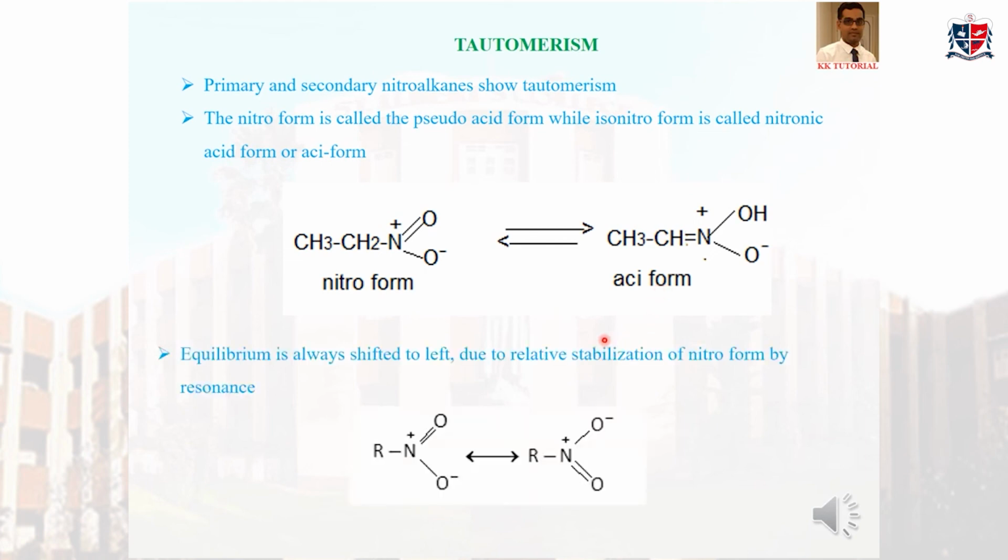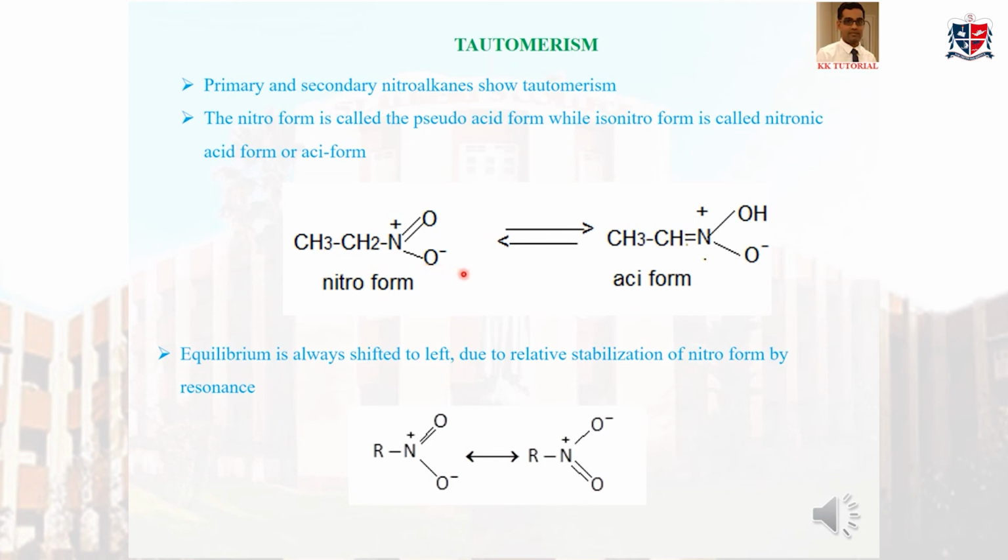And I say that the nitro form is always stable. We have seen this one before. The nitro form is very stable because of the existence of two resonating structures. So the equilibrium is always shifted to the left. This equilibrium is always shifted to the left due to the relative stabilization of the nitro form. Of these two forms, the nitro form is more stable, so the equilibrium is shifted towards the left.